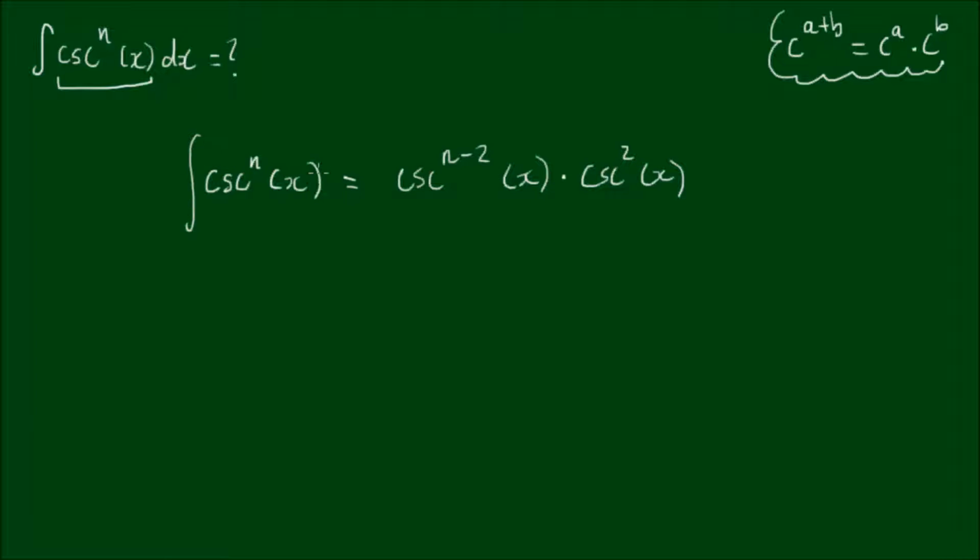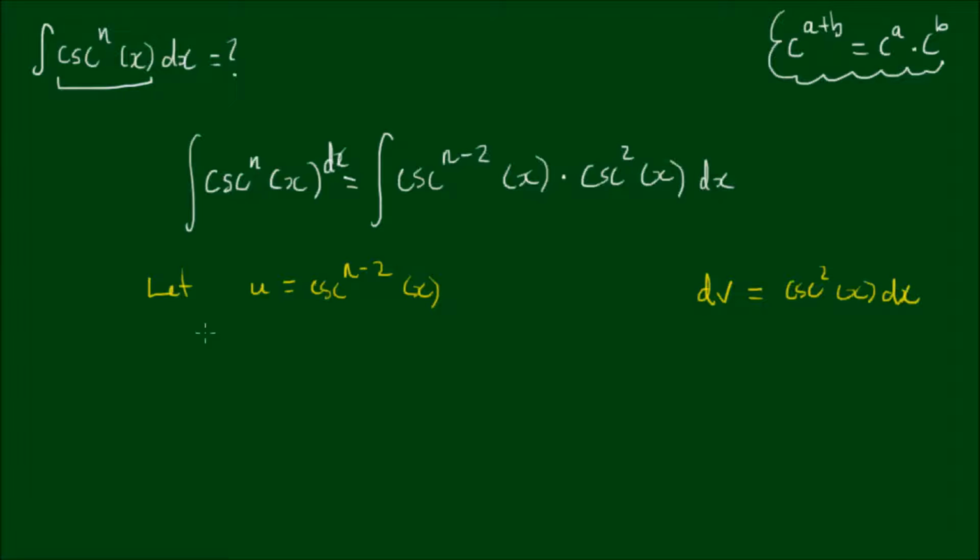Okay, so if we integrate both sides with respect to x, we can now see that the right-hand side is an integral containing two parts, which implies we'll be using integration by parts. So for the first part, we let u equal cosecant to the n minus 2. For the second part, let dv equal cosec squared of x dx.